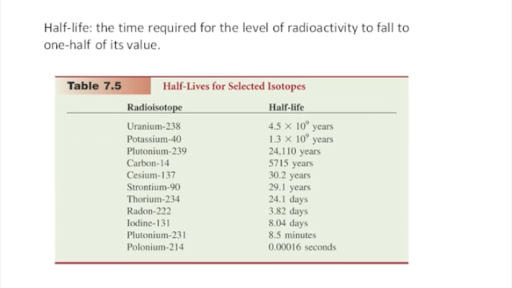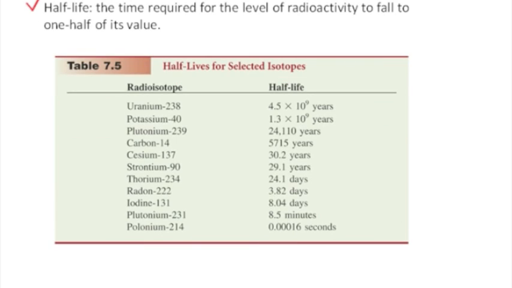So half-life, the time required for the level of radioactivity to fall to 1/2 of its value. And so here are some different isotopes so you can get a feel for the wide variety of half-lives. For example, uranium-238, the one that's found in the soil, has a half-life of 4.5 times 10 to the 9th years. That's 4.5 billion years for half of the original sample to decay. Potassium-40, 1.3 times 10 to the 9th years. That's why we have radioactive potassium isotopes still mixed in with a regular sample of potassium. Whereas polonium-214 has a half-life of only 0.000016 seconds, so that doesn't stay around for very long.